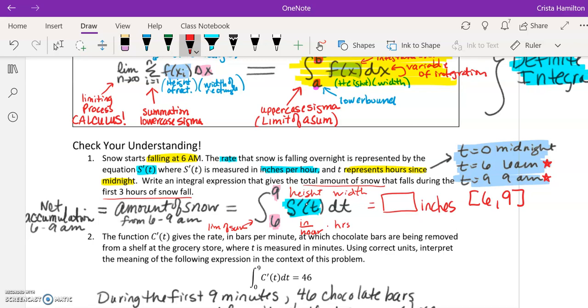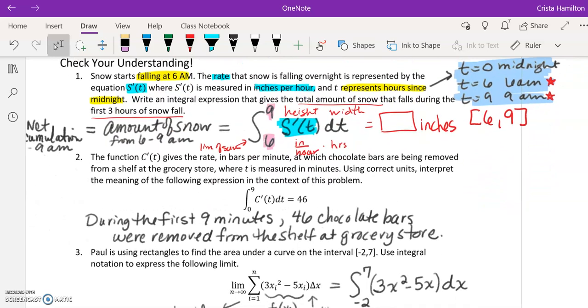And it is the net change in the amount of snow that has fallen, because we're looking at the quote-unquote velocity curve, the derivative curve, and the area under the derivative curve is going to give you the change in the original function. So this would be the displacement between how much snow you had at 6 a.m. to how much snow you had at 9 a.m.